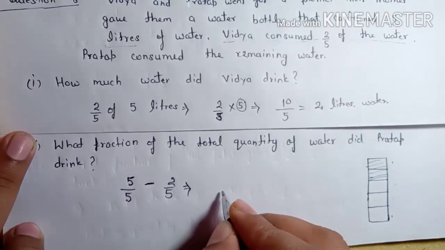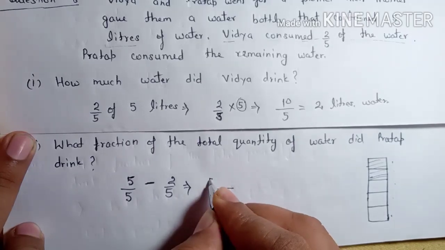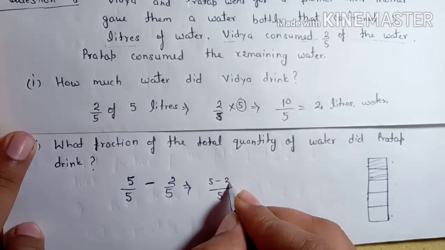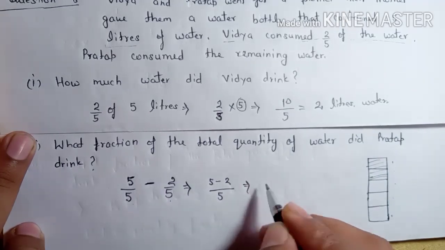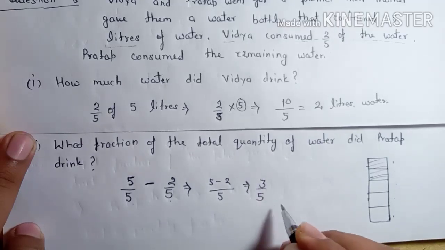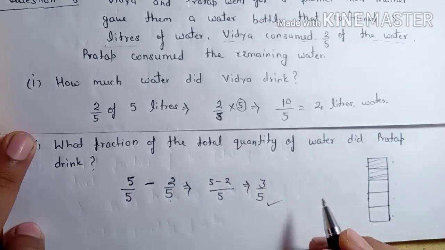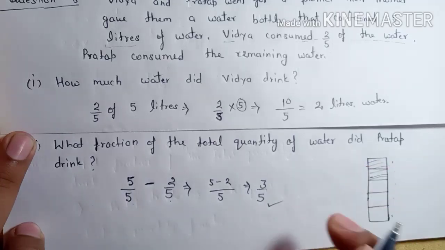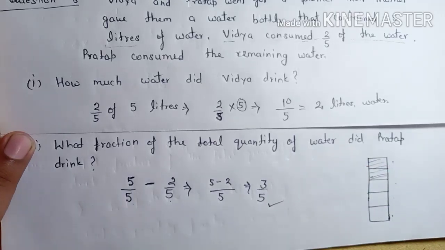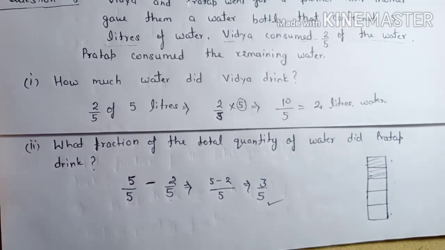Now 5 minus 2, when you get the same numbers here, write it as a denominator, and 5 minus 2 is 3 upon 5. So this 3 upon 5 is the fraction of total quantity of water that Pratap drank here. So this is the solution of exercise 2.2.